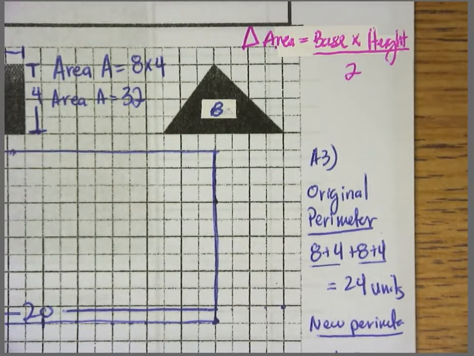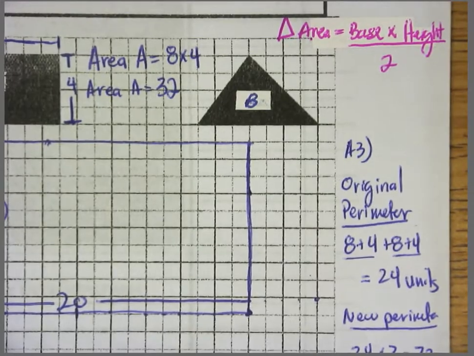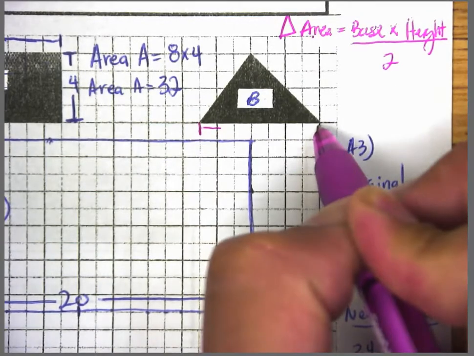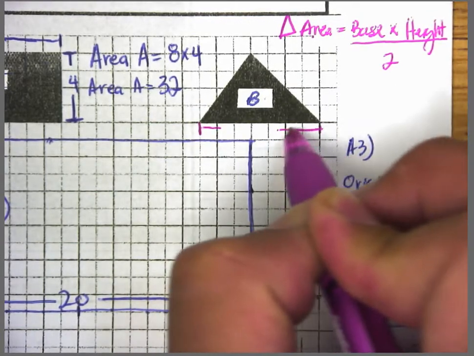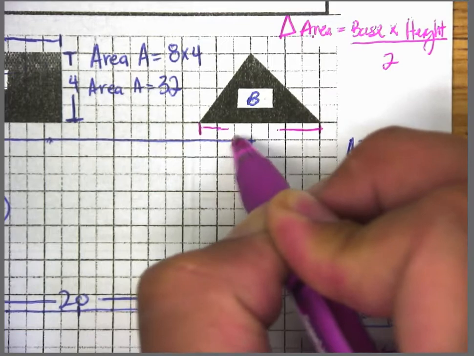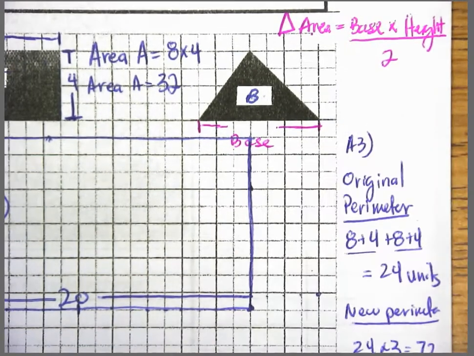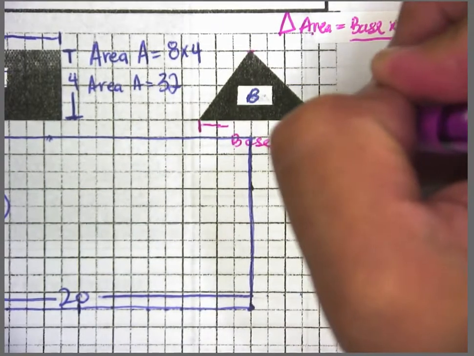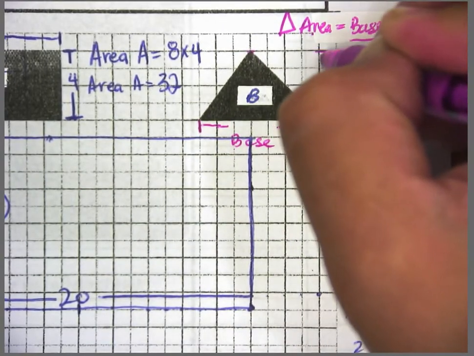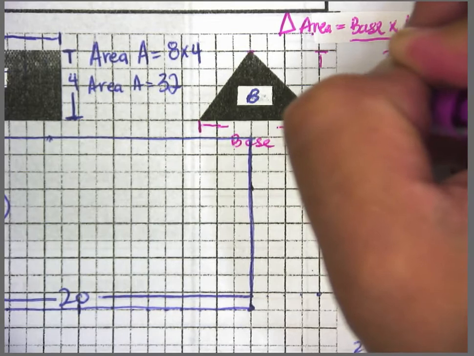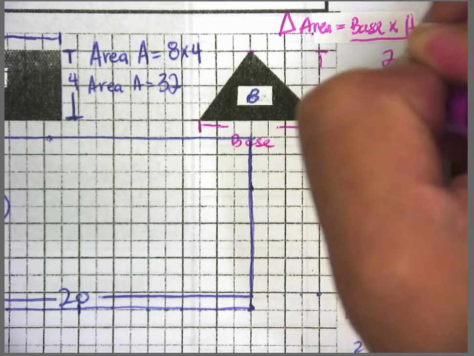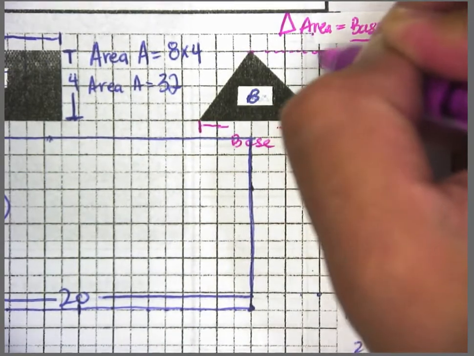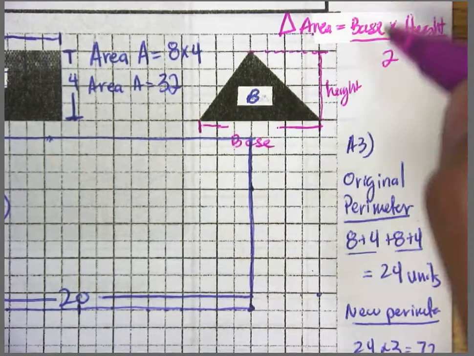Okay, now we need to identify our base. So from here to here, that's my base. Okay, that's your base. And from the top of this triangle to the bottom of this triangle, this is my height. So from here, I'm going to draw a line this way to here, that's my height.